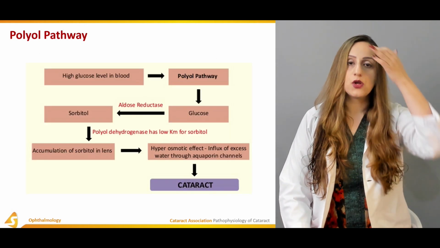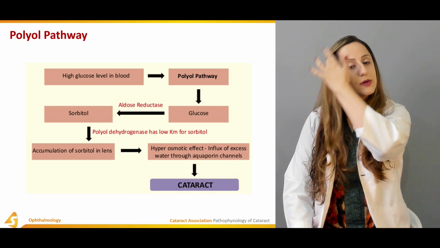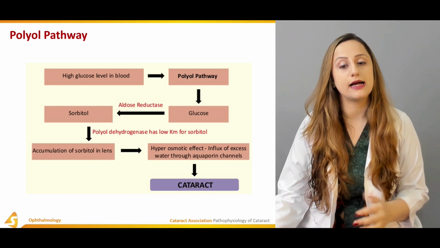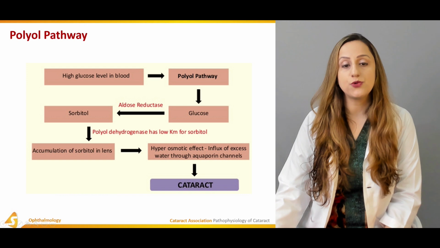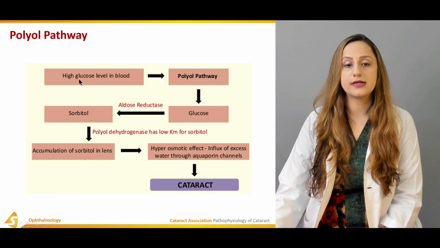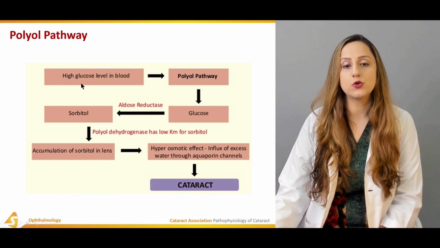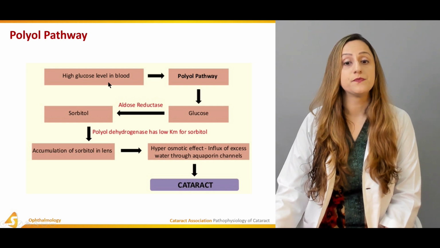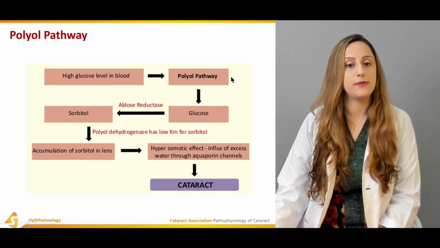Then we have the polyol pathway. Again, the polyol pathway is going to result in cataract formation. And how is it going to do it? Over here, we can have a look that high glucose levels in the blood are going to start off the polyol pathway.